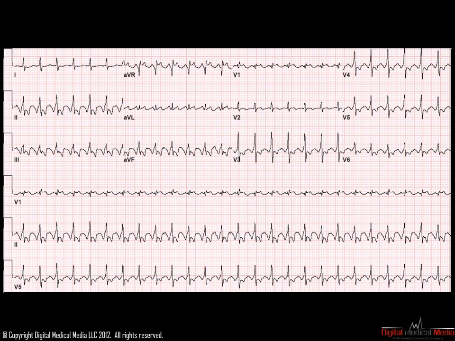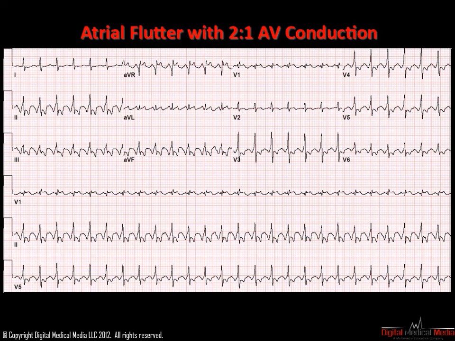If we look at this ECG, you can see that here in lead 2, very visible inverted P waves are present at exactly twice the ventricular rate. The atrial activity is going at 300 beats per minute. This is classic and typical atrial flutter.